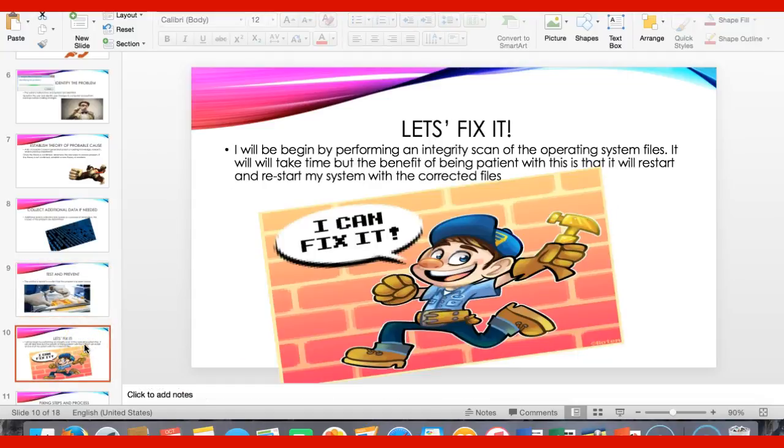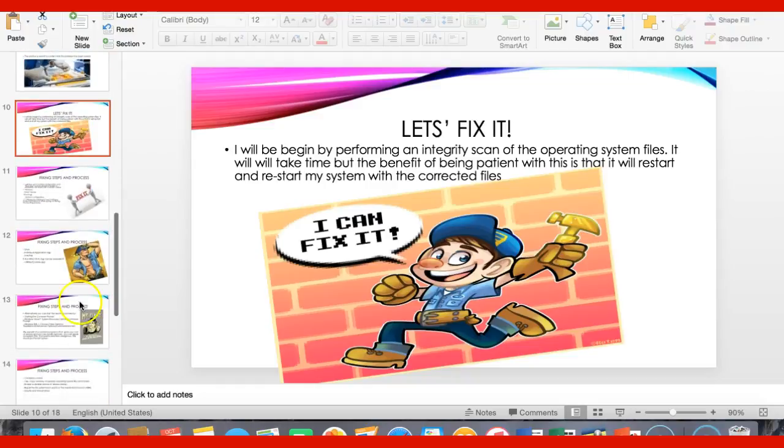So now we're going back to the scenario, trying to figure out exactly what the problem is and how we're going to fix it. That is what this slide is about. I'll begin by performing an integrity scan of the operating system files. This usually takes a long time, but the benefit of being patient is that it will reboot and restart my computer with the corrected files, if it works.